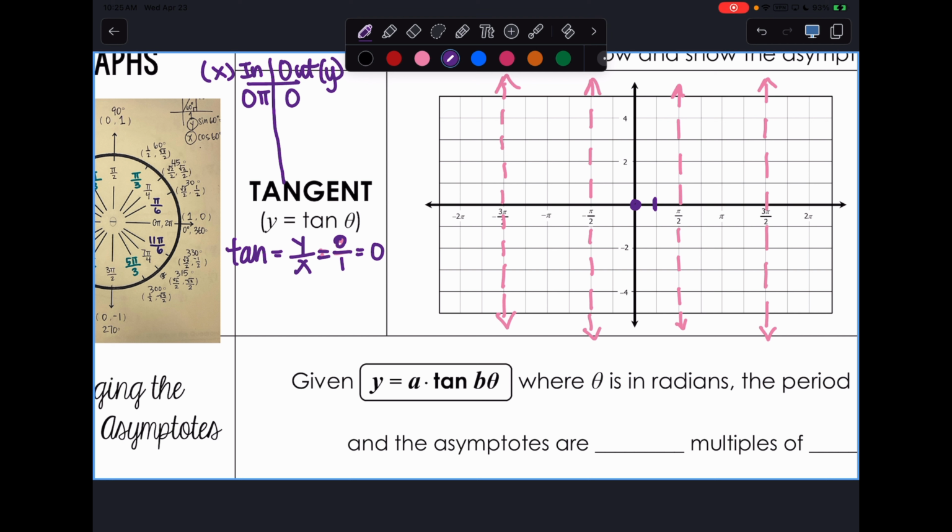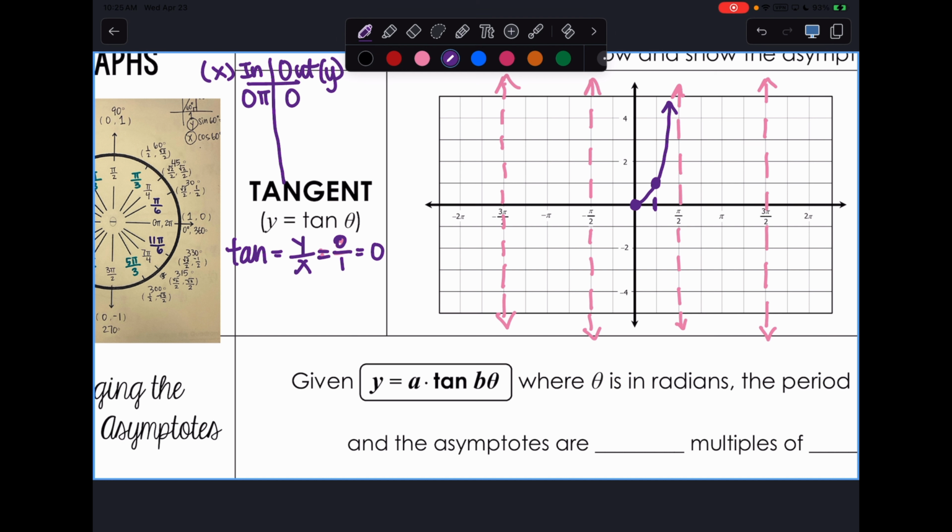This is pi over 4. It goes to 1. Okay? And you're going to make half of an upward parabola, like this. You're going to get really, really close to that asymptote, but you are never going to cross it. Are you okay so far?